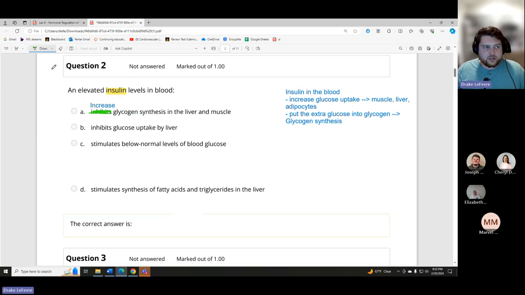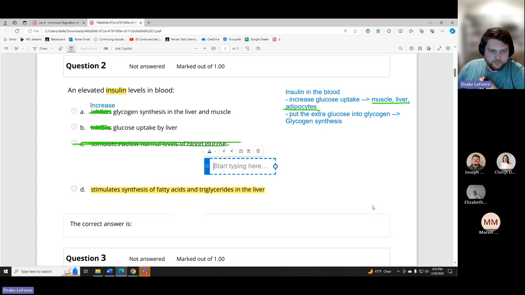Same thing with the next line down: inhibits glucose uptake by the liver. We're not going to inhibit it. We're going to encourage glucose uptake by the liver because we want to decrease the blood glucose and put it into the muscle, the liver, or the adipocytes. Stimulates below normal levels of blood glucose? That's just no. Insulin is normal, and we don't want below normal levels of blood glucose. So our answer is that it stimulates the synthesis of fatty acids and triglycerides in the liver.